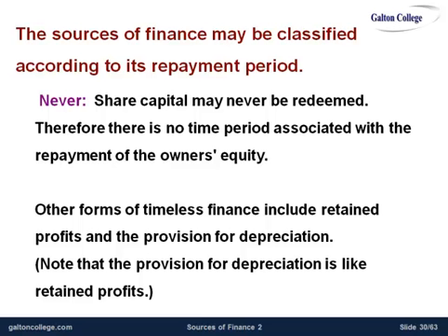You put money in, it stays in. Other forms of timeless finance include retained profits. That's money that perhaps could have gone to the shareholders, but it's not. And also the provision of depreciation. That's timeless. It's just money set aside to replenish or refurbish the premises or buy new machines or whatever. So the provision of depreciation in the accounts, keeping money aside for depreciation, is very similar to retained profits.